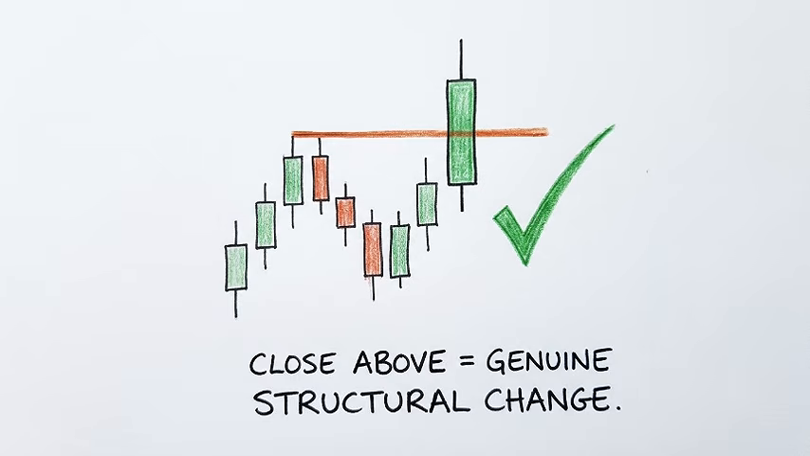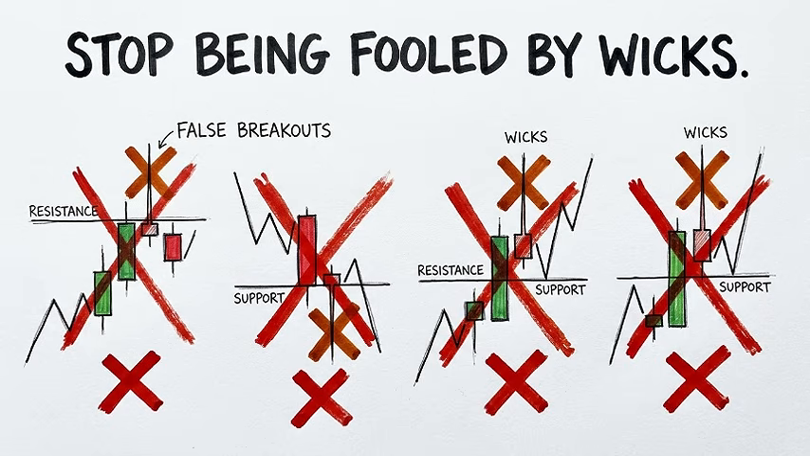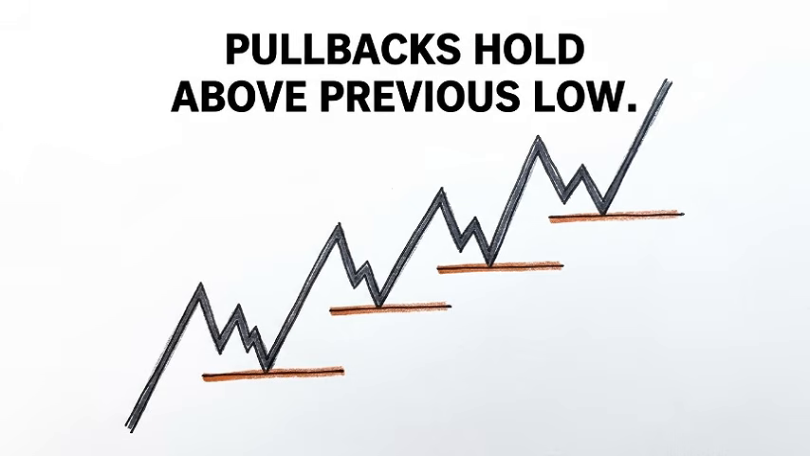But a candle that closes above a previous swing high, that is a genuine structural change. Dow theory is built entirely around closing prices. Once you understand this, you will stop being fooled by wick-based false breakouts that the market uses to trap retail traders daily. Now with valid swing points identified, here is how structure actually works in practice.